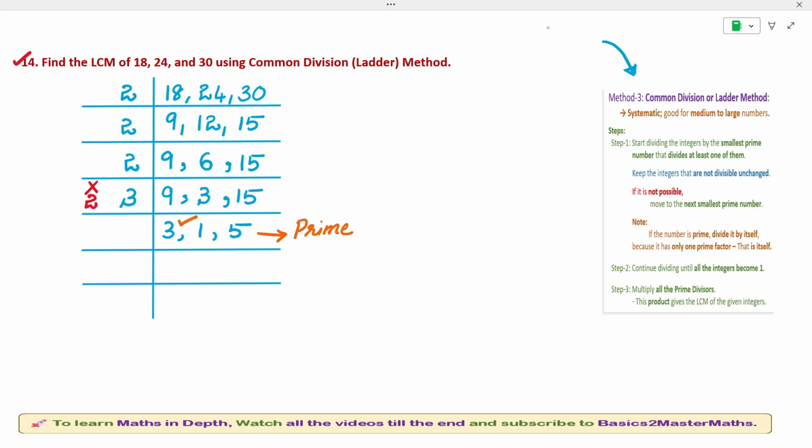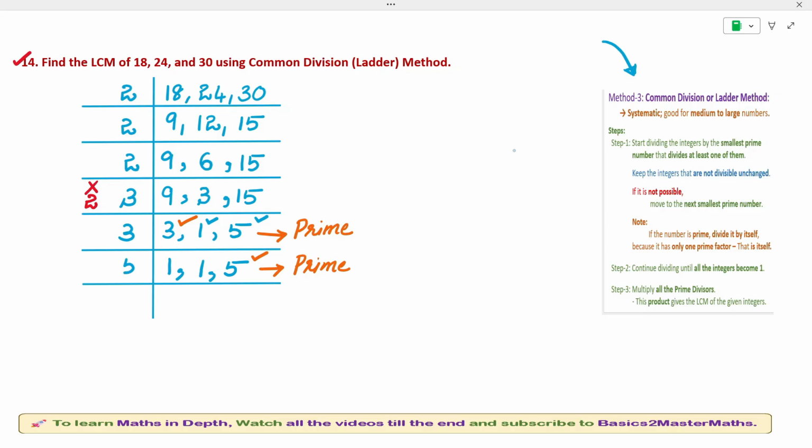Observe, 3 is a prime number. So, divide it by itself. Since 3 divides 3 exactly, we get 1, while 1 and 5 remain unchanged. Observe, 5 is a prime number.